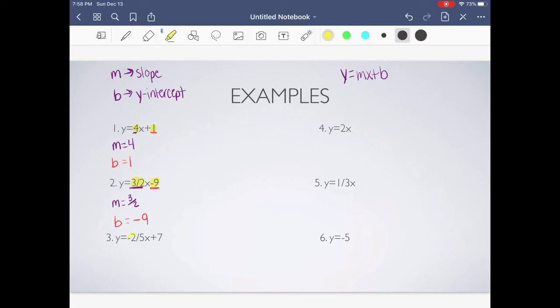In our next example, we have -2/5 and we have +7. Y equals -2/5 x plus 7. So the number that's next to x is always our slope. M equals -2/5. Our number that's always by itself is our y-intercept, so b equals 7.